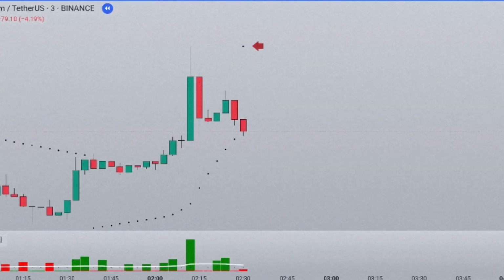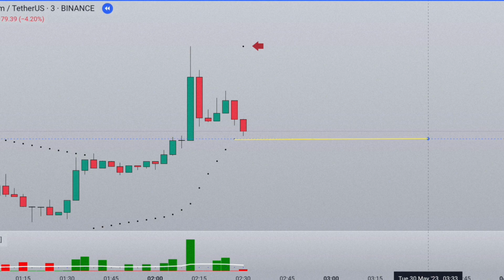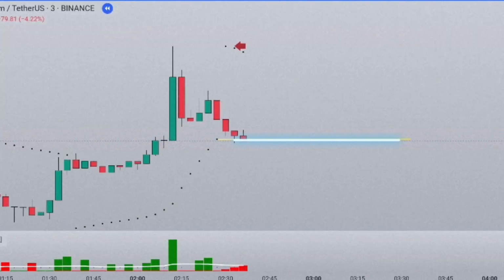Firstly, the parabolic SAR indicator should move above the price. This is a sell signal, but we need two more confirmations to enter the trade. This will increase our probability of profit. Please watch attentively. For the first confirmation, we draw a support line from the last buy signal of the parabolic SAR indicator to the right, and we wait for the red candlestick to close below this support line.